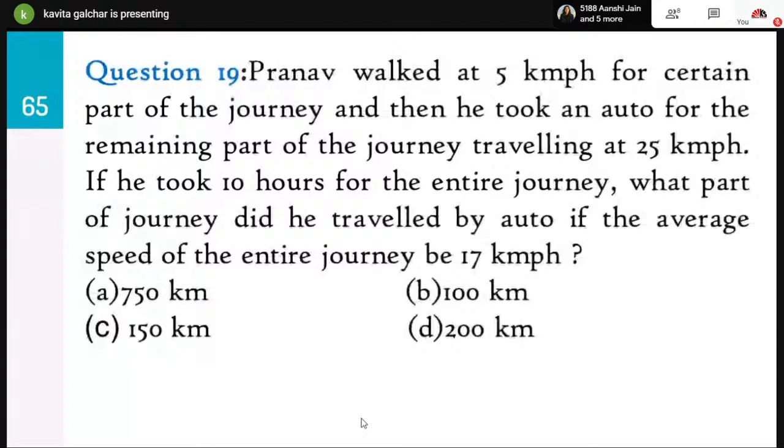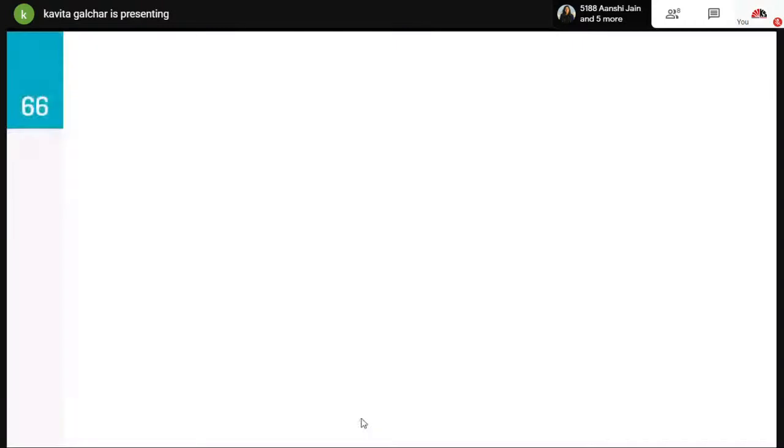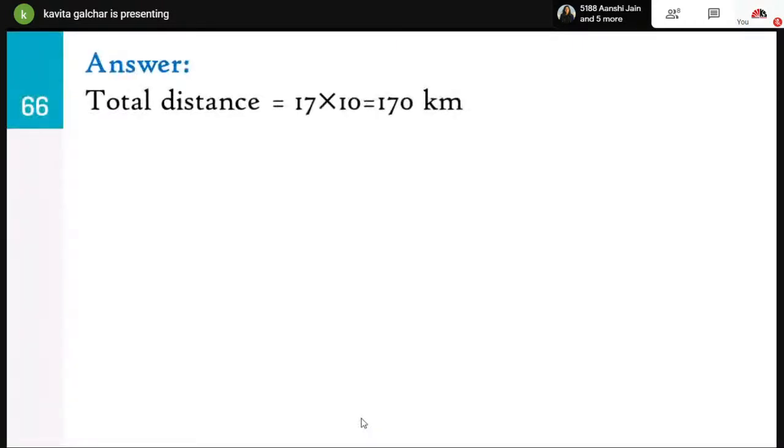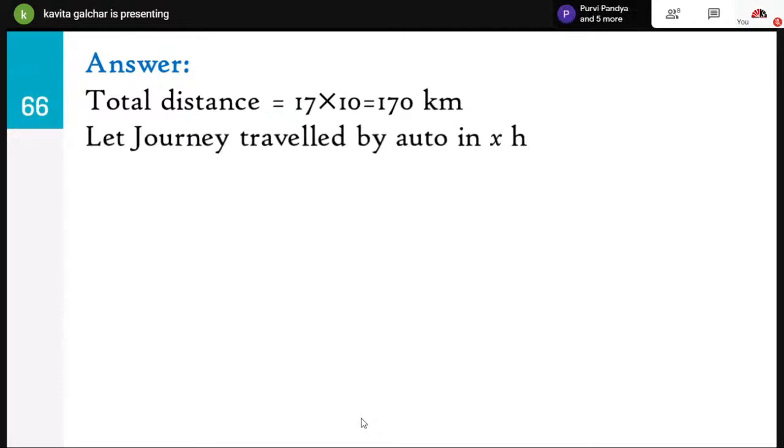See the next example. Runner walked at 5 kilometers per hour, starting part of the journey. Then he took an auto for a remaining part of the journey, traveling at 25 kilometers per hour. If he took 10 hours for the entire journey, what part of the journey did he travel by the auto? Given total time is 10 hours, and total speed is given 17 kilometer per hour. So by using speed and time, I will calculate the total distance, that is 170.